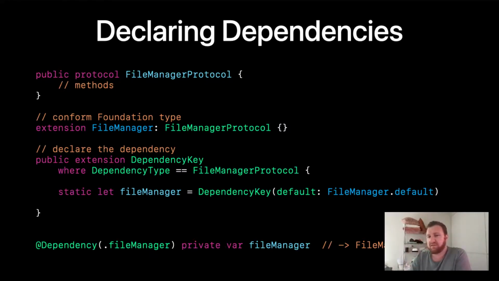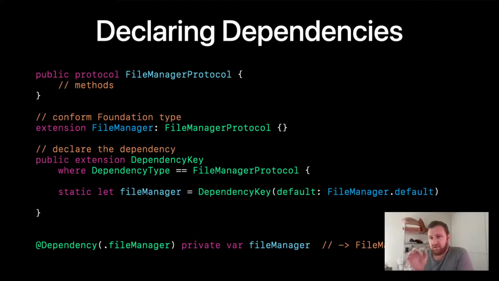Let's pretend I wrote some methods in there. I've skipped them out for slide convenience size. So we'll pretend that the file manager will conform to file manager protocol, of course, that's the extension. So then we declare an extension on the dependency key. I'll get into what a dependency key is in a minute.